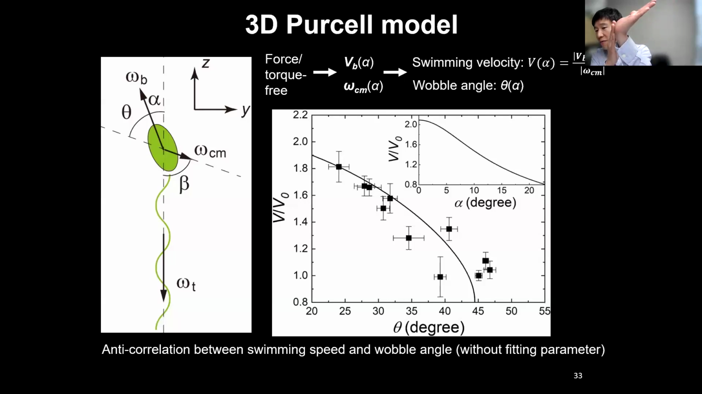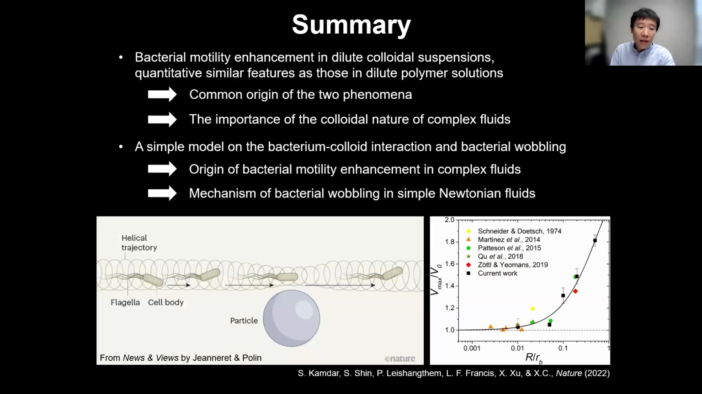We're thinking about the body and flagella forming some angle there, and from that, using the force-free condition and torque-free condition, you can calculate the swimming speed along the axis of the helical trajectory, which gives you this solid line here. You can see this allows us to predict the swimming speed as a function of wobble angle. So if you use that back in our original theory, you don't need any fitting to get the speed enhancement.